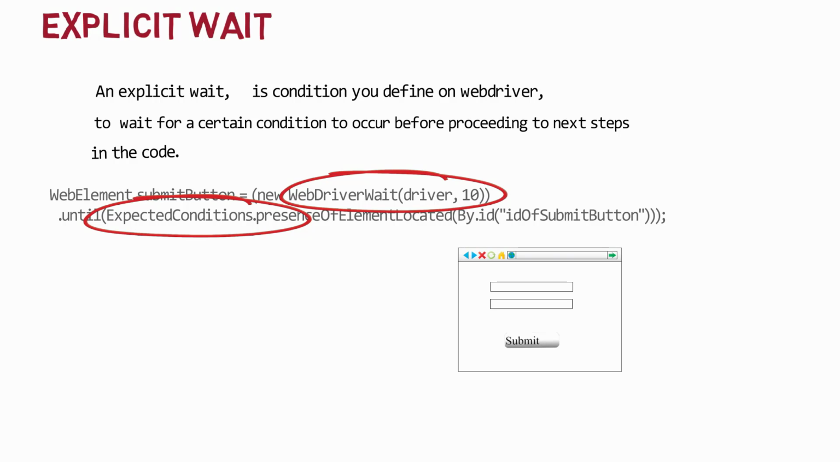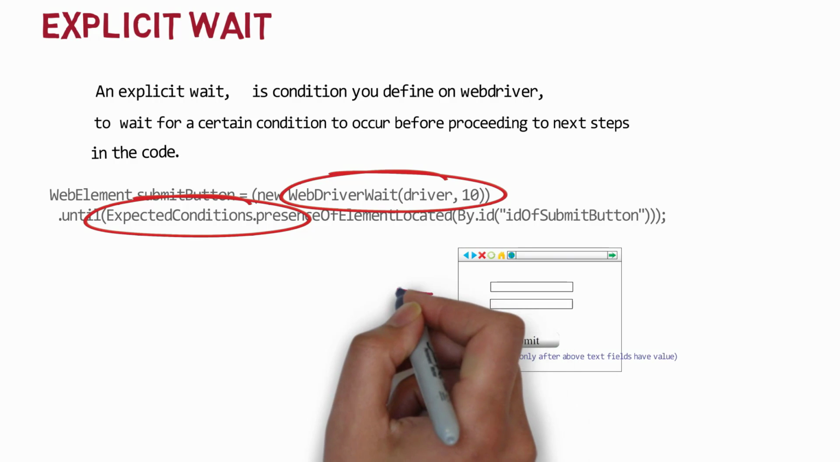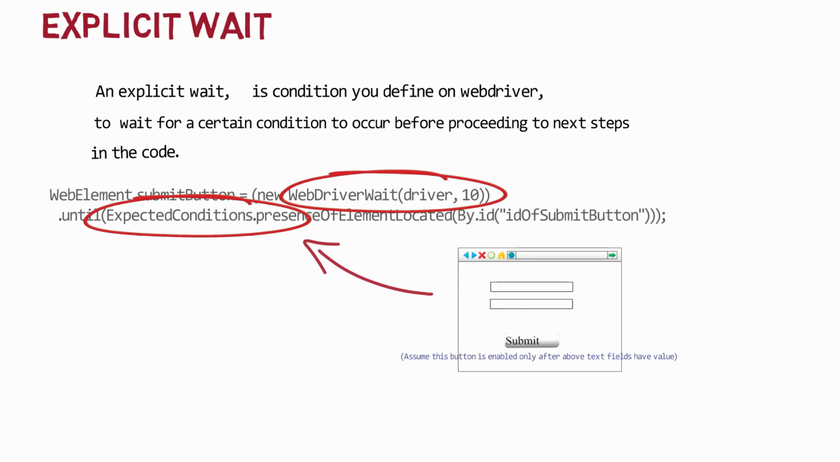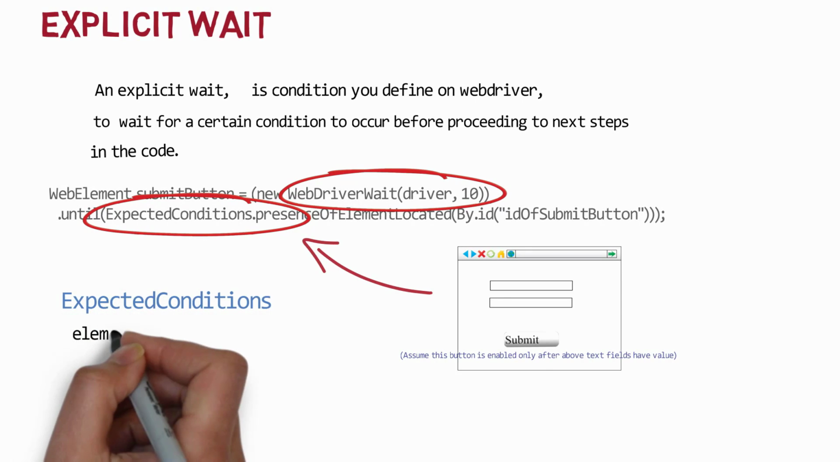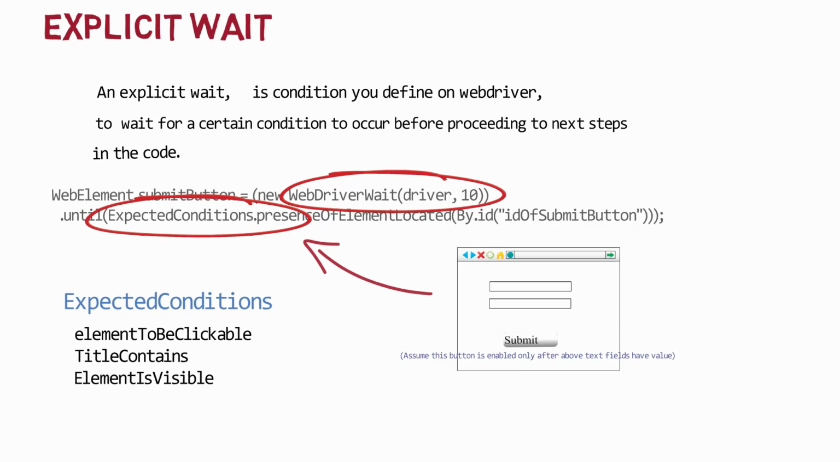So in the piece of code right here, we are waiting for 10 seconds for the element to be available on the web page, at the same time checking for the expected condition for the presence of the element located. And these expected conditions can be anything. It can be the presence of an element, or whether the button is enabled, or whether the button is clickable or not. You can give a wide range of expected conditions along with the wait time.